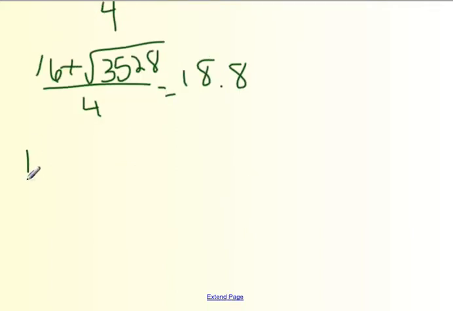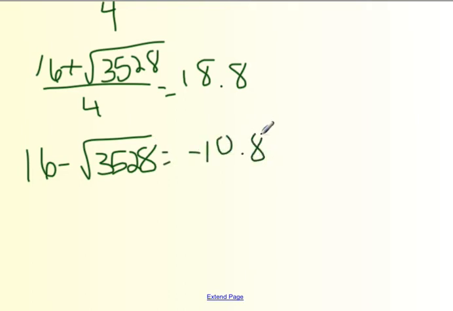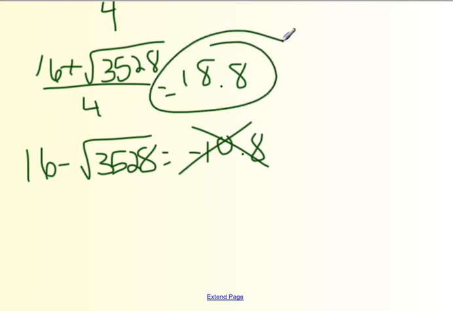Now let's check our minus version. I have 16 minus the square root of 3,528. So again, you want to simplify that out in your calculator before you move on and divide. So you take that answer, divide it by 4, and you get negative 10.8. Well, negative distance doesn't make sense, so we're going to go ahead and throw that one out. And we're just going to deal with this 18.8.